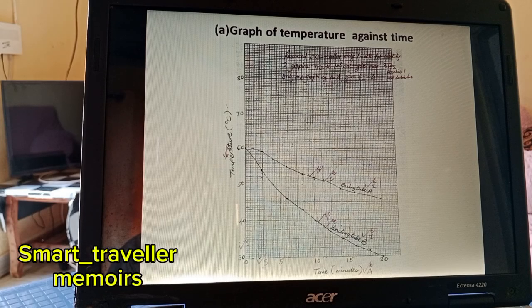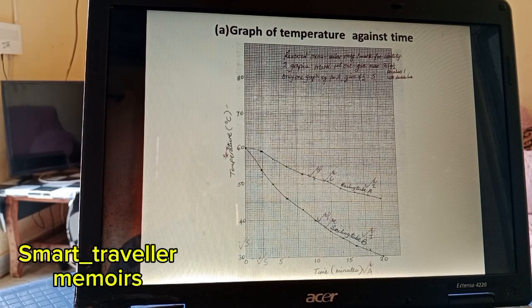If the axes are reversed, allow only one mark for identity. If you draw two graphs, mark first, give maximum 3. Only one graph, e.g. for A, give 4.5 to 5. All right.